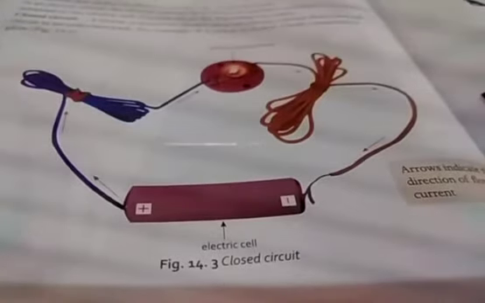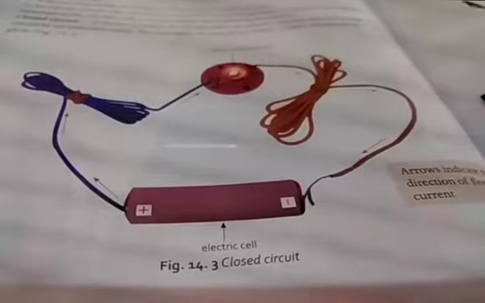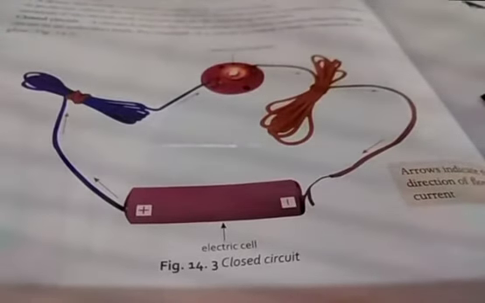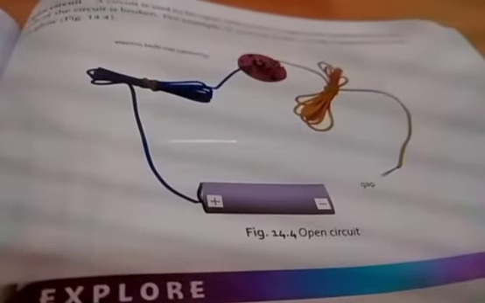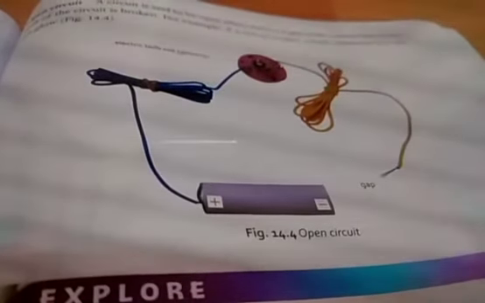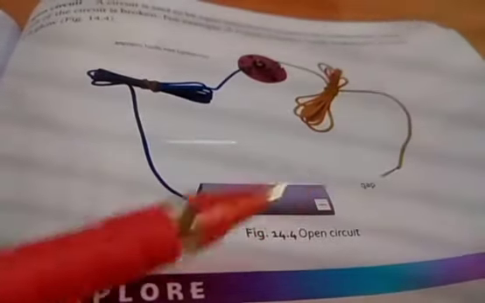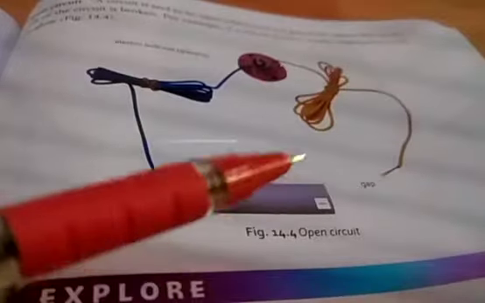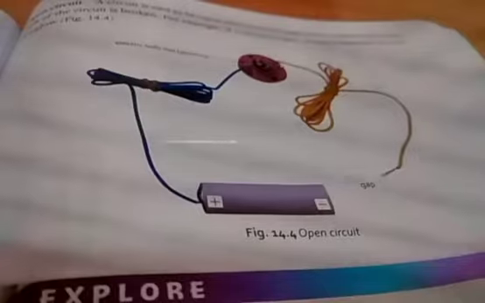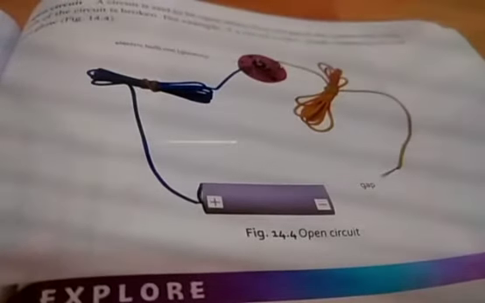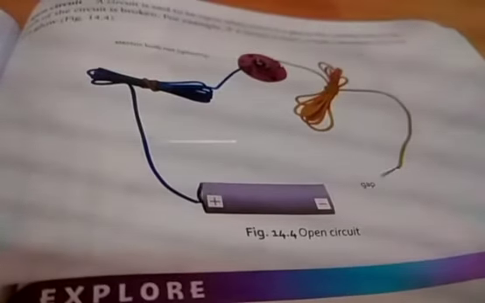What is the other type? The open circuit. As you know, the opposite of close is open, right? If the circuit is open anywhere, then we say it is an open circuit. As you can see here in the figure, is the bulb glowing in this figure? No. Here it is open or broken, so the bulb will not glow. Only in a closed circuit can the current pass through and the bulb will glow. If it is an open circuit, then the bulb will not glow.